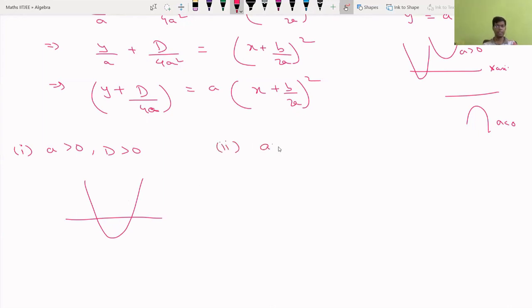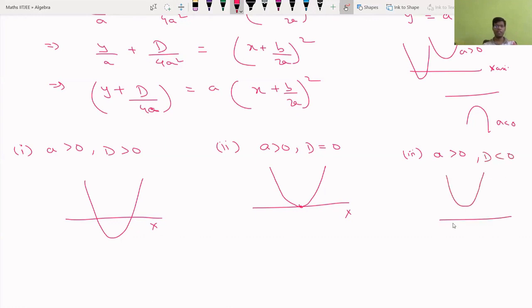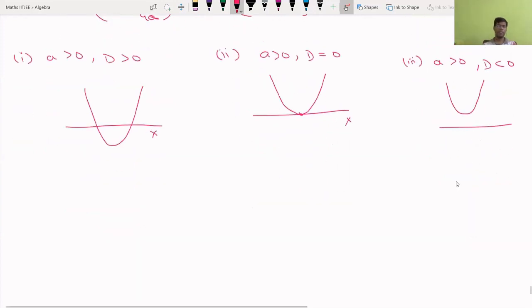Let's take the second case. a is greater than 0 and D is equal to 0. So in that case, I will have one root, an equal root. So it will just touch. This is the one root. As we have seen, root means nothing but the point where the graph touches the x-axis. This is my x-axis. So this will touch at only one point. Now in the third case, I have a greater than 0 and D less than 0. So in this case, the graph won't touch the x-axis. That means that's why we don't have any real root. We have only imaginary roots.